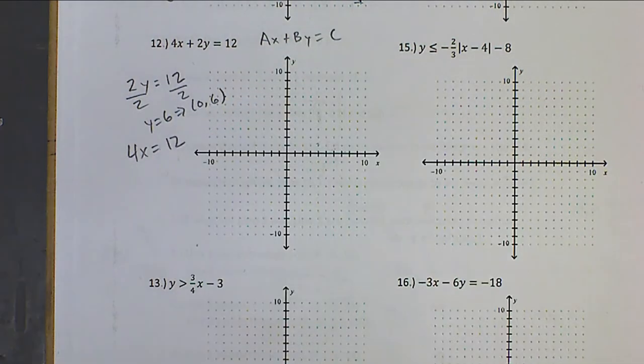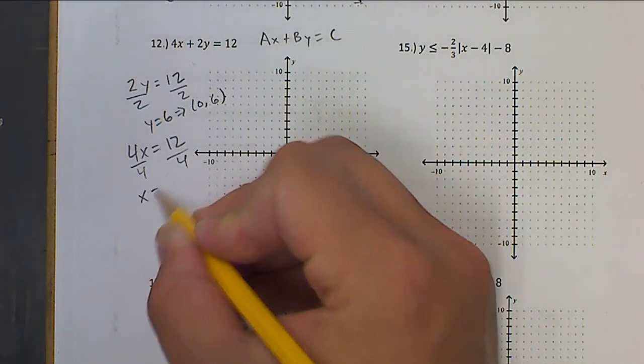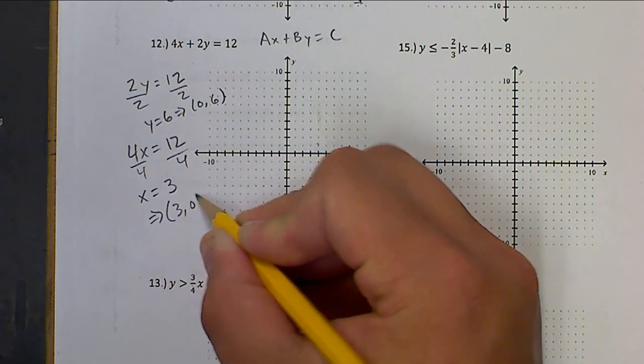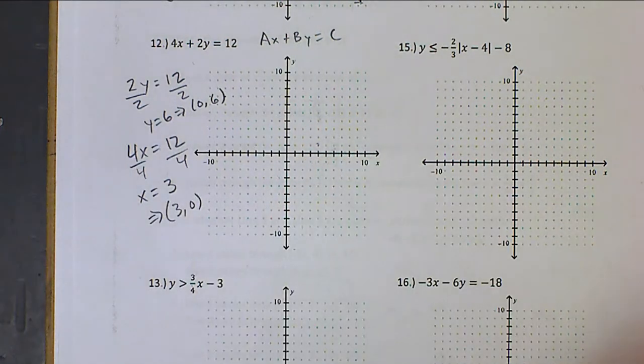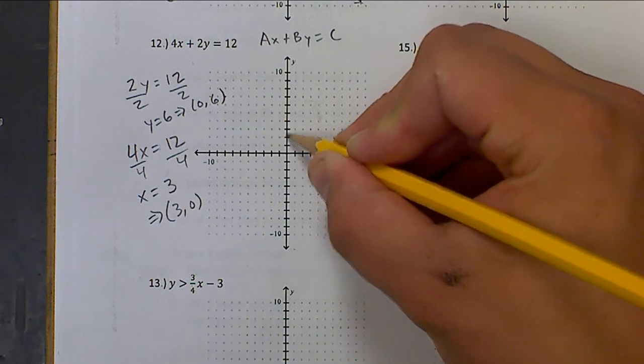Okay, to solve for x, divide by 4. 12 divided by 4 is positive 3. That means the x-intercept is at (3, 0). Okay. Let's plot the y-intercept, (0, 6). So 0, 1, 2, 3, 4, 5, 6.